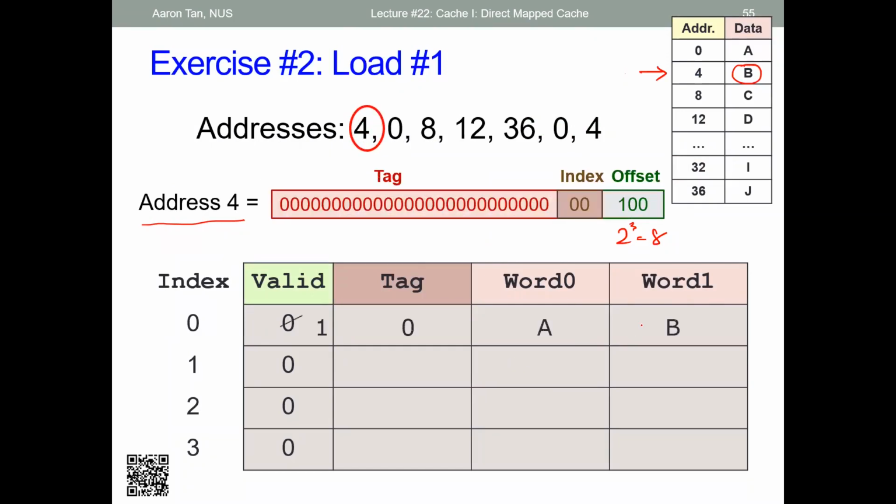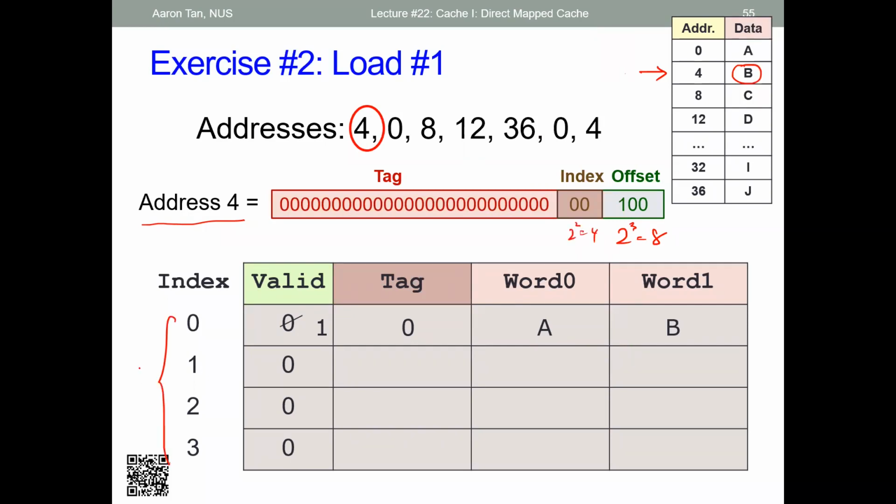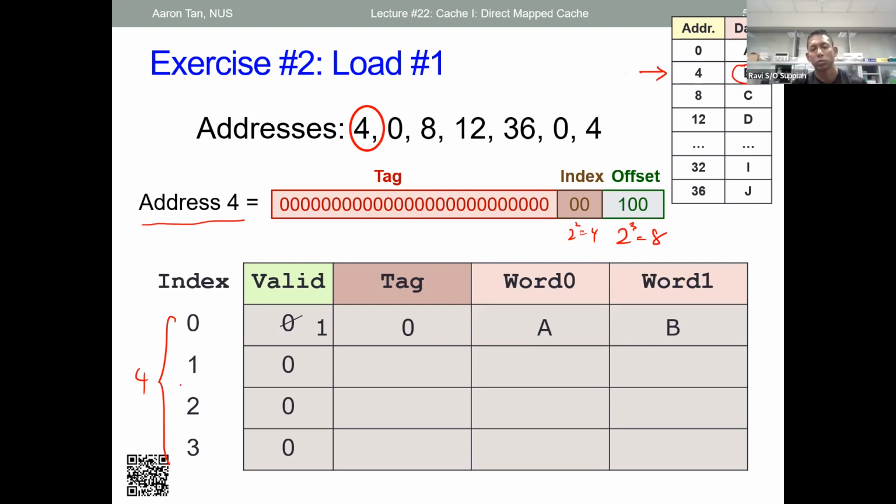So 2 to the power of 2 is 4, so the 4 lines are here. This is the size of the cache block. The total size is considered as 8 times 4, 32 bytes, because one block here is 8 bytes, correct? And you have 4 blocks, so the total size is considered 32 bytes. So that's the idea of cache. Of course, 32 bytes is very small.